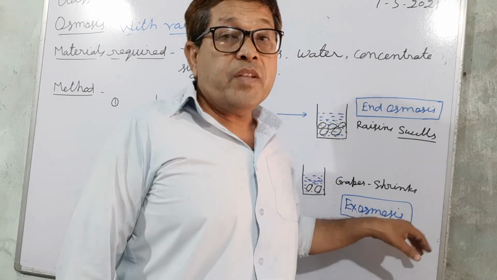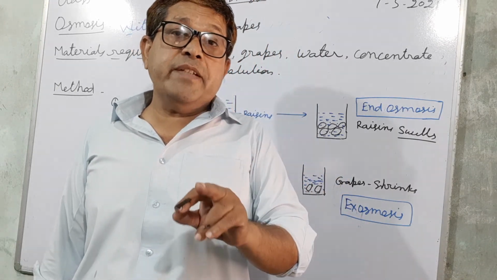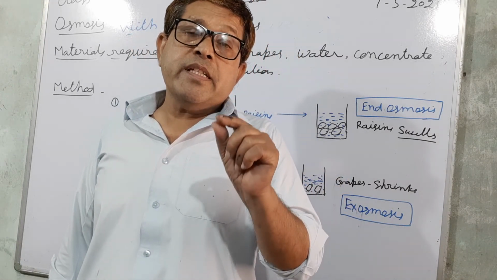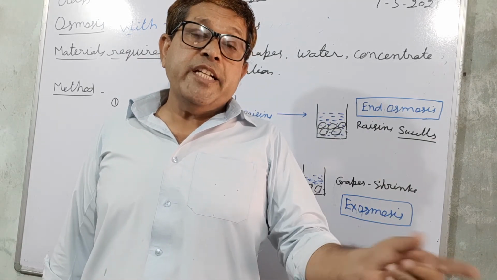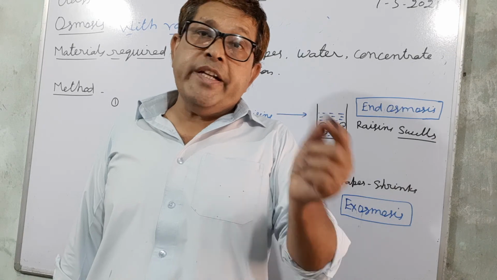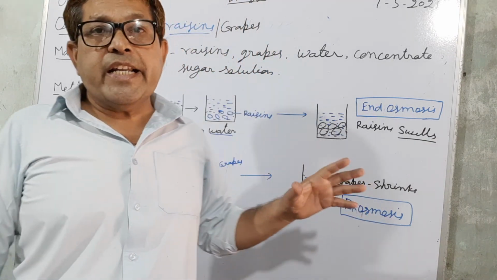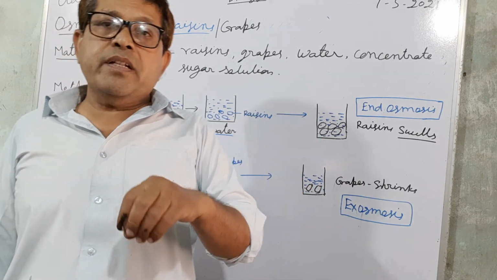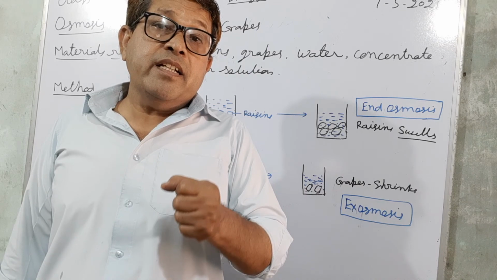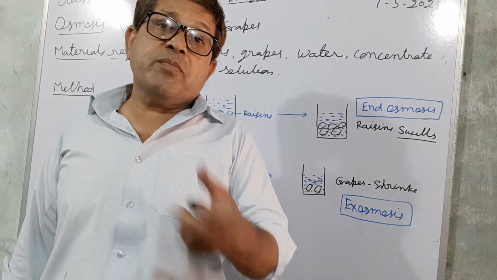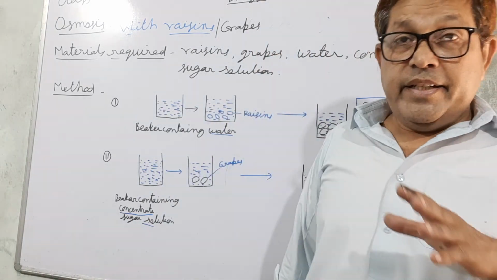The best example you can study is that when grapes are kept in water, they swell due to endosmosis. And when grapes are kept in a concentrated sugar solution, they shrink due to exosmosis. So that is about endosmosis and exosmosis.